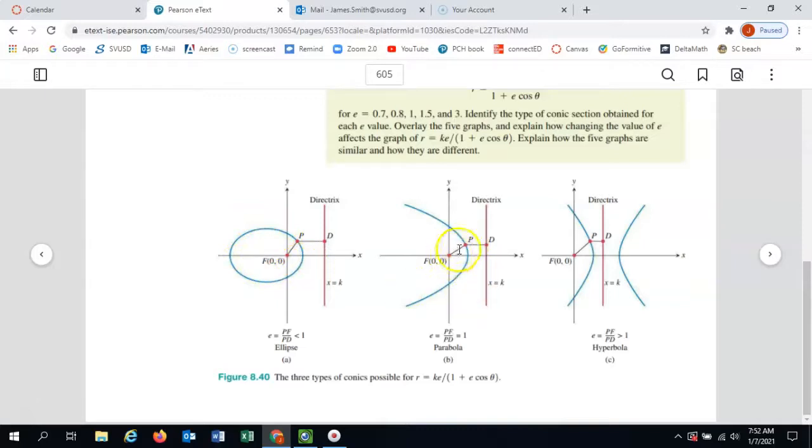When it is farther from the focus than the directrix, this is a more obvious picture. When it's farther from the focus than it is to the directrix, then we know we have the hyperbola, and that's where you're going to get the eccentricity that's greater than 1.